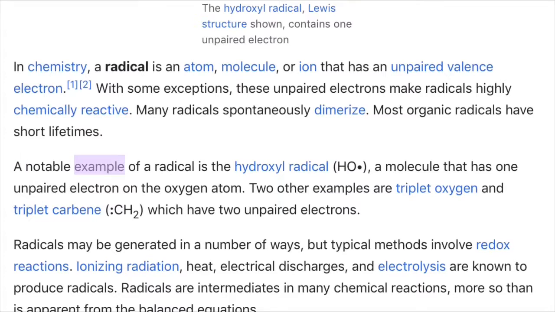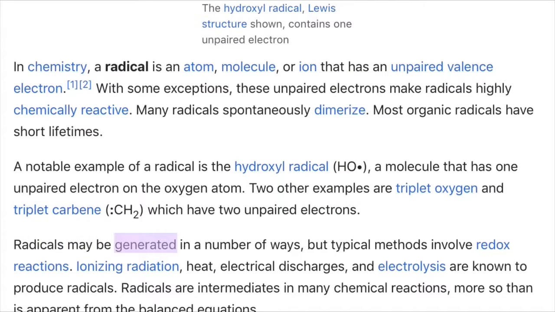A notable example of a radical is the hydroxyl radical, HO, a molecule that has one unpaired electron on the oxygen atom. Two other examples are triplet oxygen and triplet carbene, CH2, both of which have two unpaired electrons.